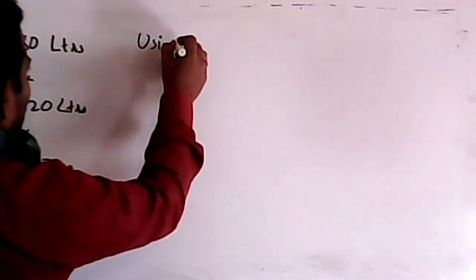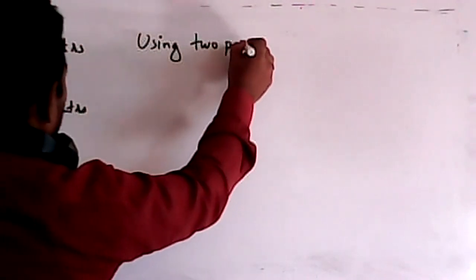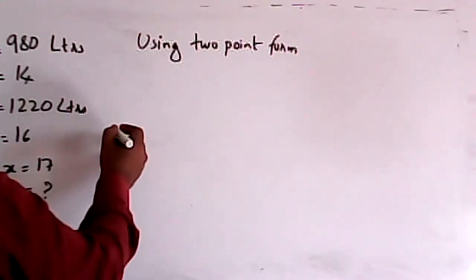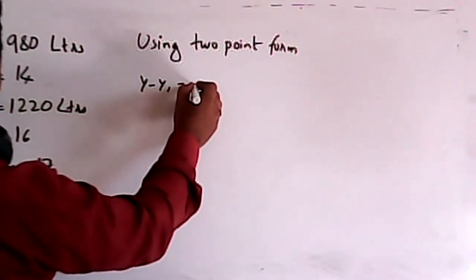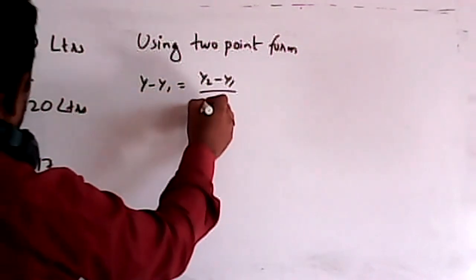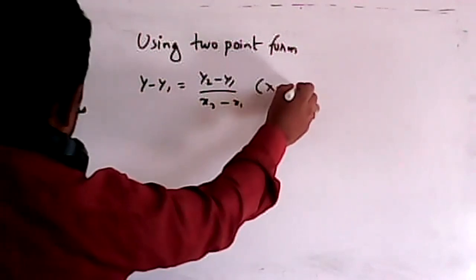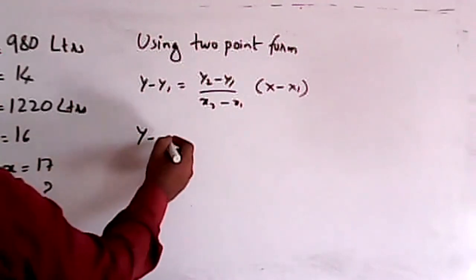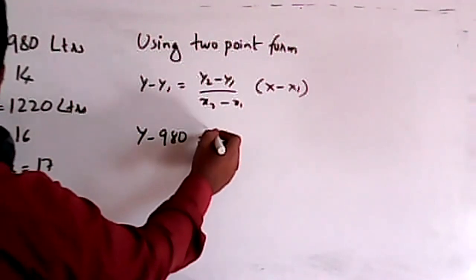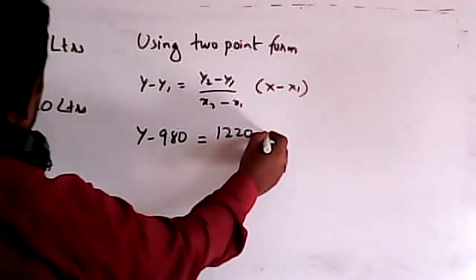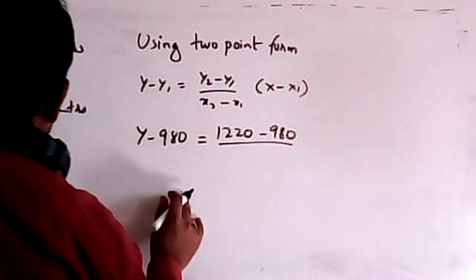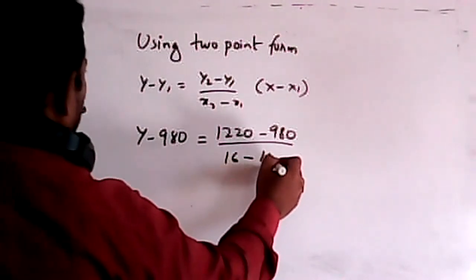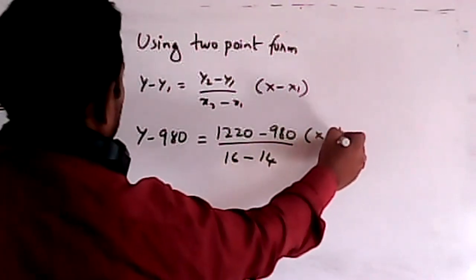Using the two-point form, what is that? y minus y1 is equal to y2 minus y1 divided by x2 minus x1, into x minus x1. I will keep y1 as 980, y2 is 1220, x2 is 16, and x1 is 14, so x minus 14.